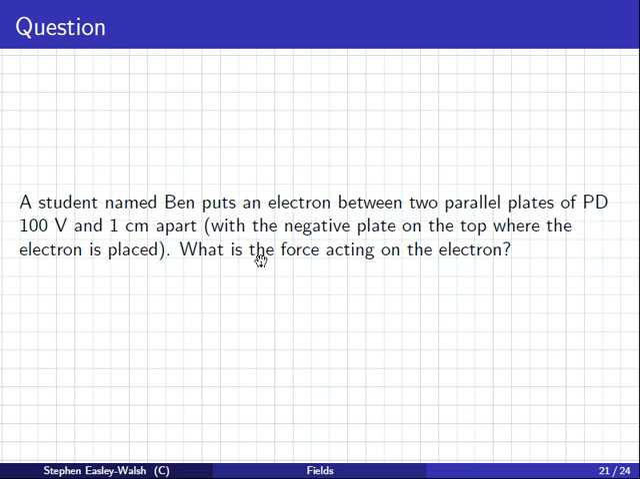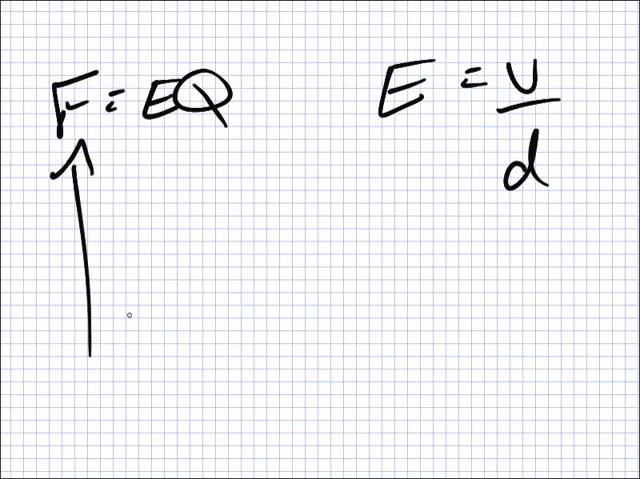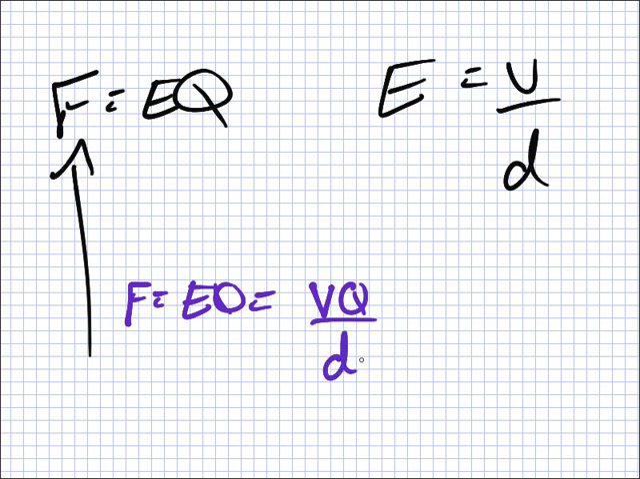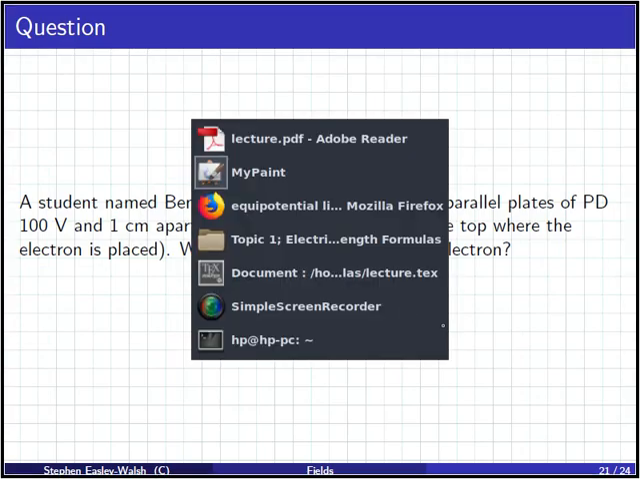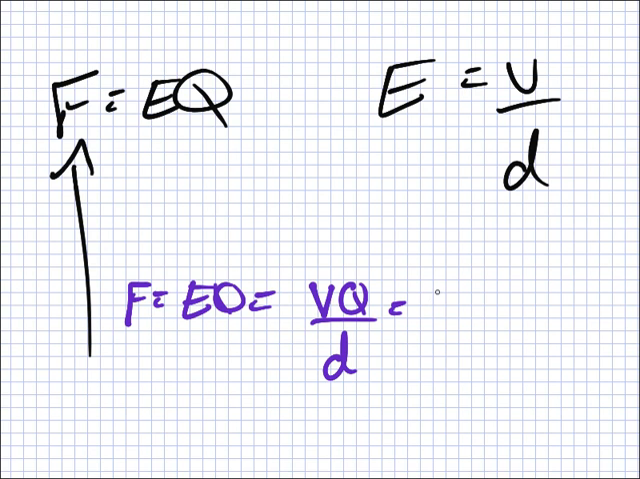You got an answer? Yeah. F equals EQ equals VQ over D. That's going to be 100 times the charge of an electron divided by the distance. Did you use 0.01? Yeah. Okay, so what did you get for the force? 1.602 times 10 to the minus 15. Yeah. Okay, fine. Next.